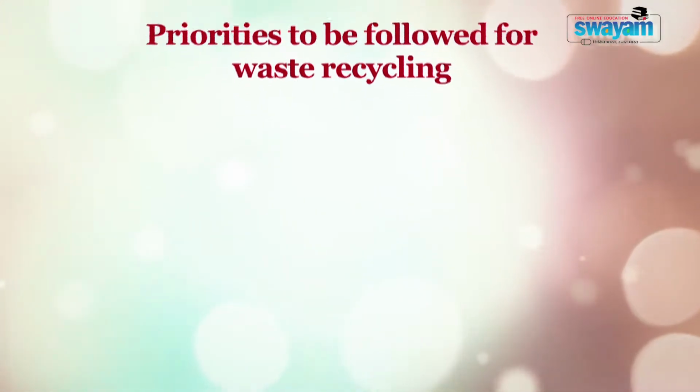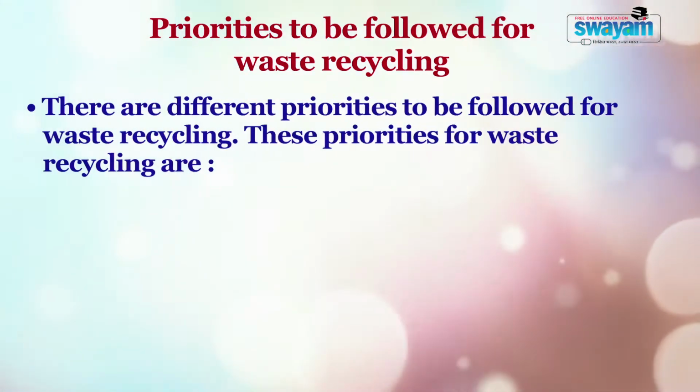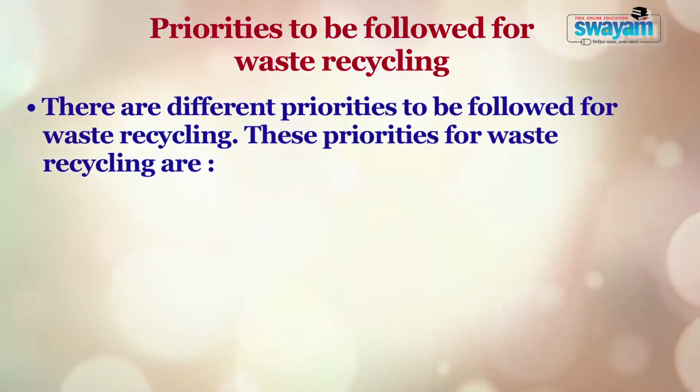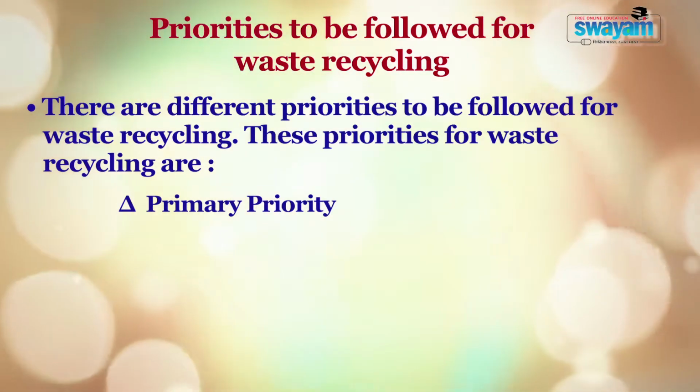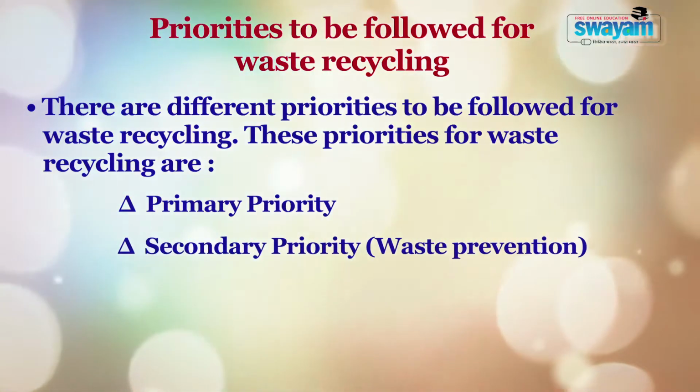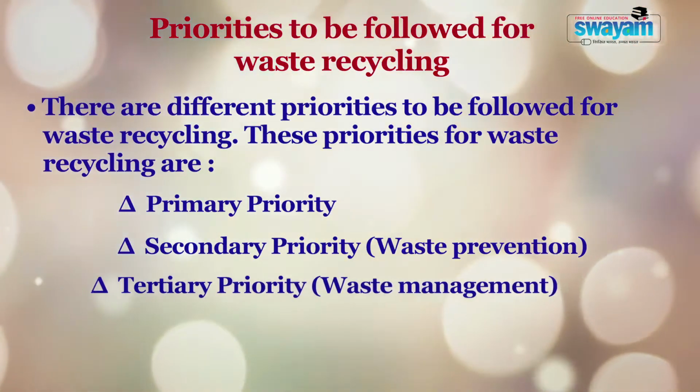When we talk of priorities, we have different priorities for waste recycling. There are 3 kinds of priorities. Number 1 is the primary priority, second is the secondary priority, and third is the tertiary priority. The primary priority is the very basic one, and the secondary is more important because the secondary priority mainly concentrates on prevention, whereas the tertiary priority involves management. So, we will do one by one.